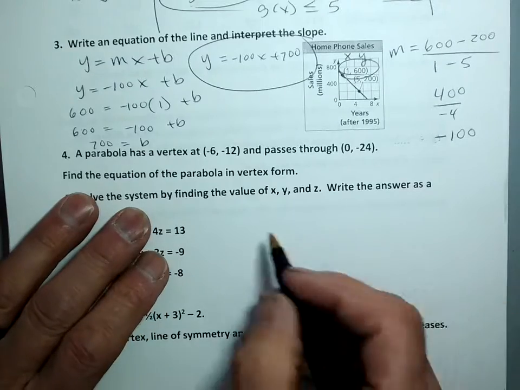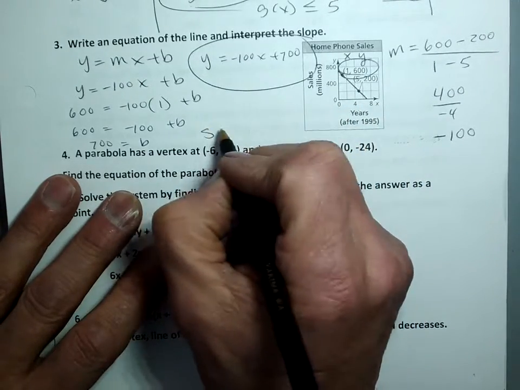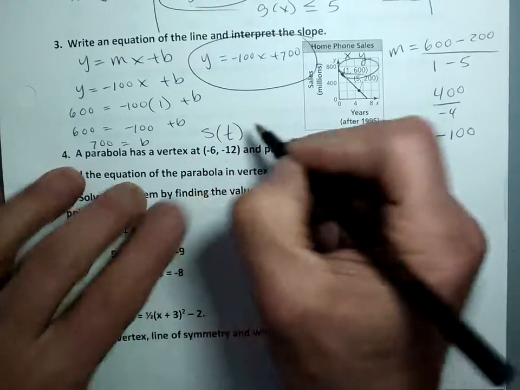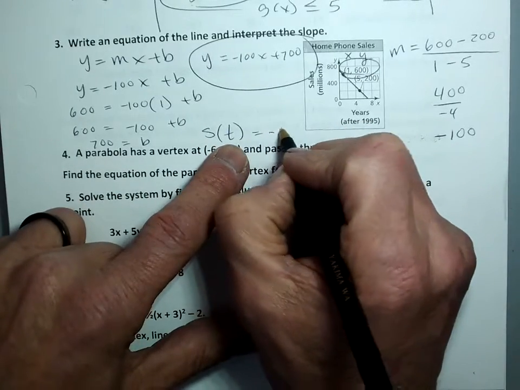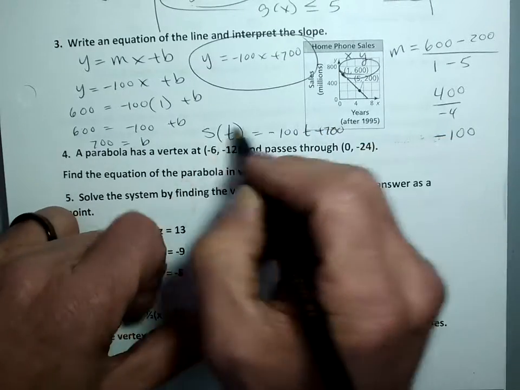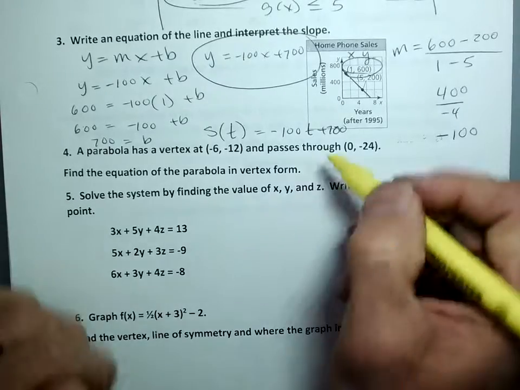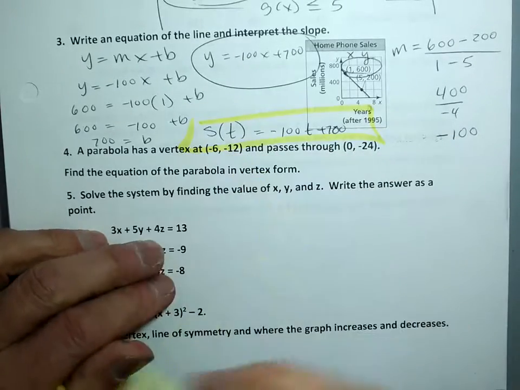And what I like technically is, if you want to do sales, I like S of t, sales over time. I like this better, but you don't have to do this. I just made the problem. This is certainly okay, but really the problem has nothing to do with x and y. It has to do with sales, right?